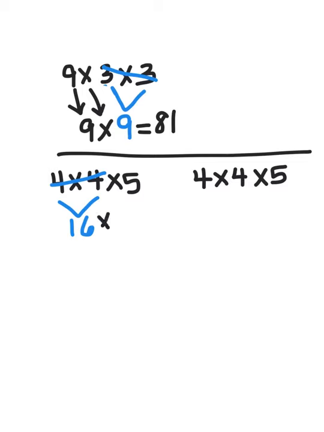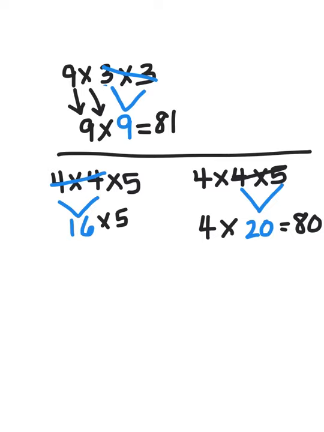16 times 5. Let's try 4 times 5 first. 4 times 5, 20. 20 times 4. I can do that in my head, can't I? 20 times 4 is 80.